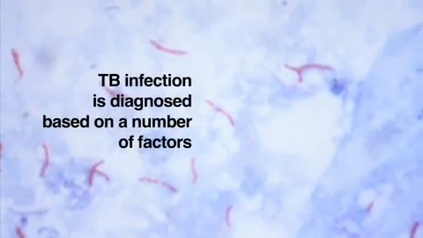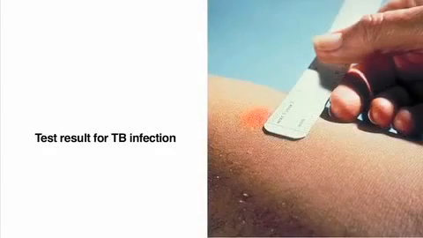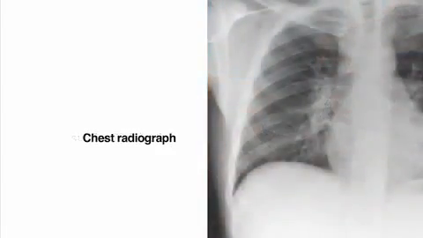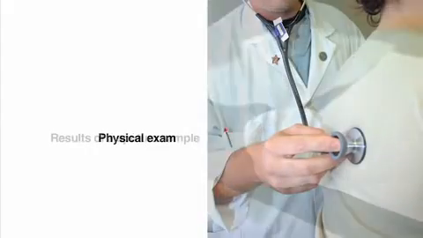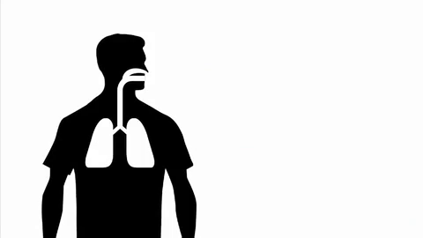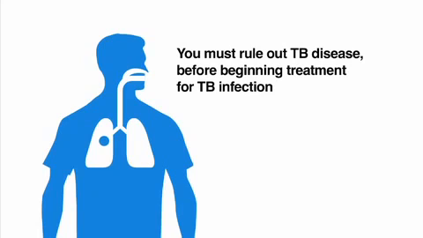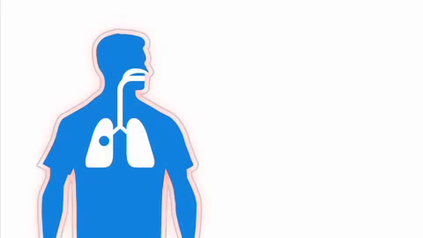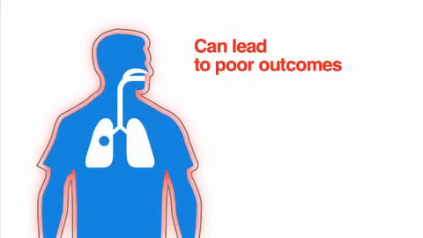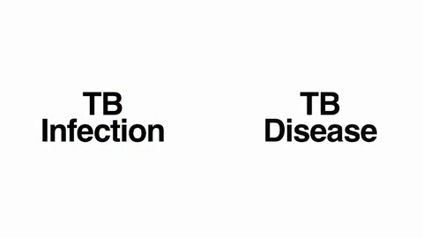TB infection is diagnosed based on a number of factors: a patient's medical history, test result for TB infection, chest radiograph, physical exam, and in certain circumstances, results of a sputum sample. If a person tests positive for TB infection, you must rule out TB disease before beginning treatment for TB infection. Remember, treating a patient for TB infection when they really have TB disease can lead to poor outcomes, including drug resistance.